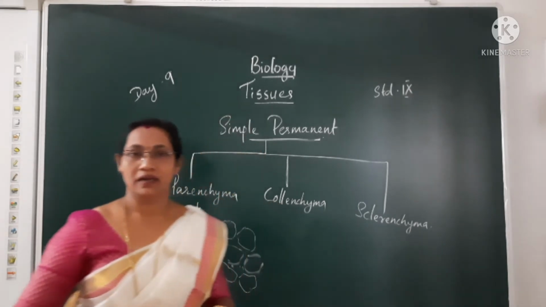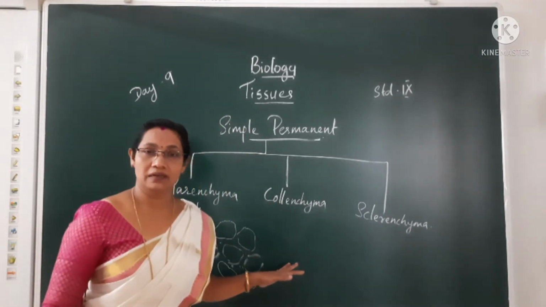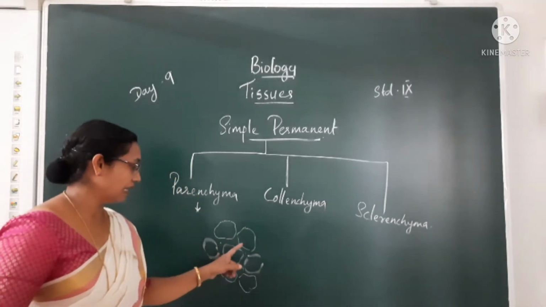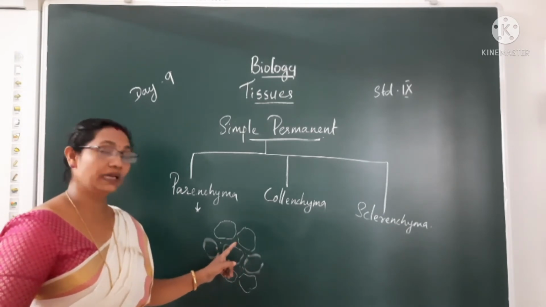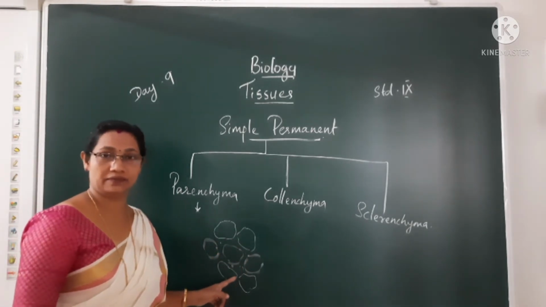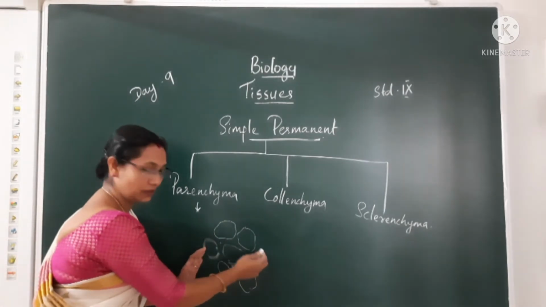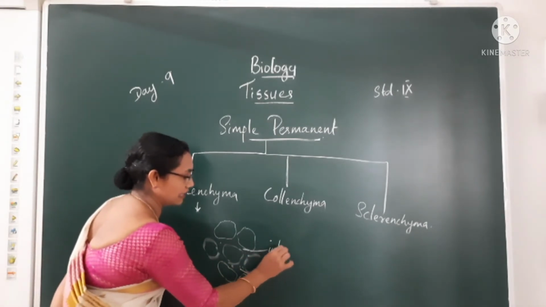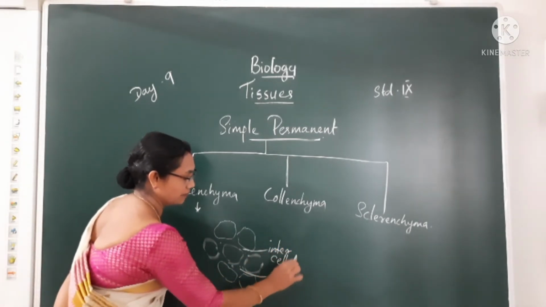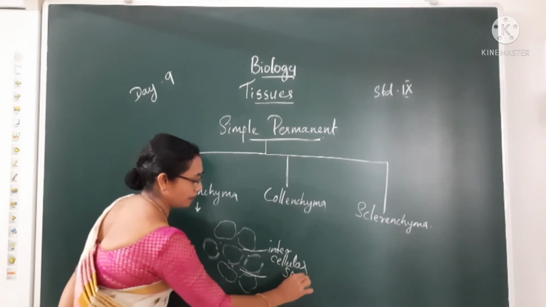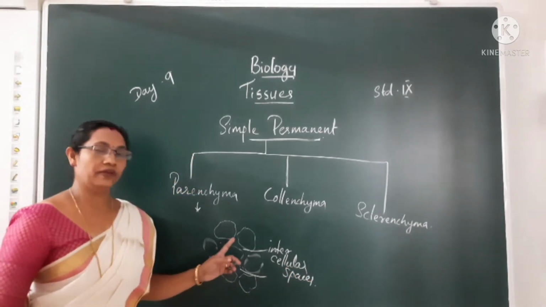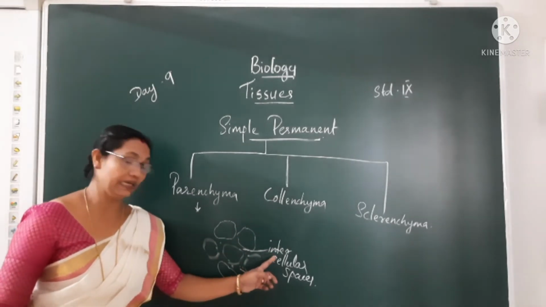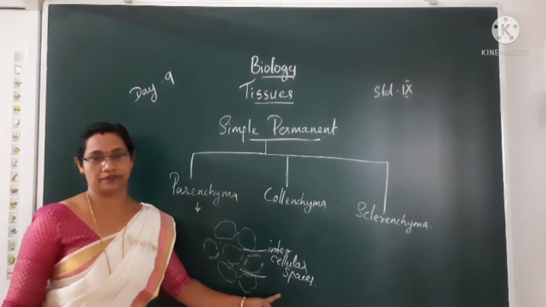Parenchyma cells are irregularly shaped, spherical shaped, oval shaped, in different ways, but the cells are arranged with enough intercellular spaces. So they are loosely packed. The spaces between the cells are known as intercellular spaces. The cells have a thin cell wall, and they are loosely packed with enough intercellular spaces.